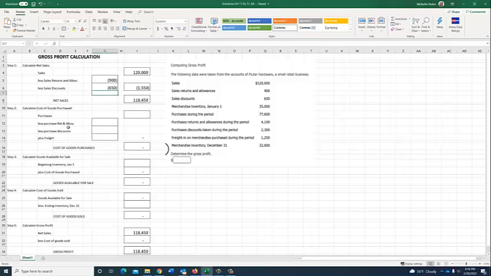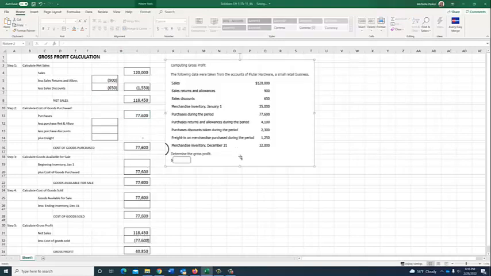So first we need to figure out how much we purchased in inventory for the period, probably for the year. We're going to look at our purchases account, and it's telling us that we purchased $77,600 in inventory. And then some of that got returned. We returned $4,100. And then we had $2,300 in discounts, so you know that reduces our purchases as well.